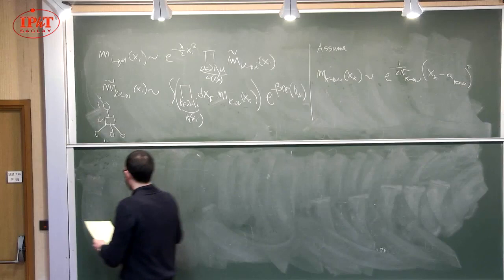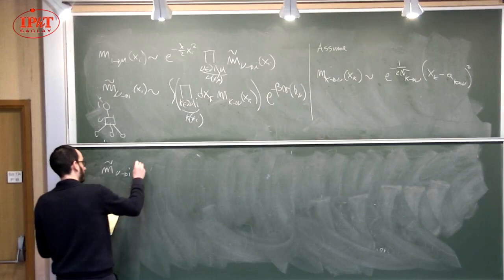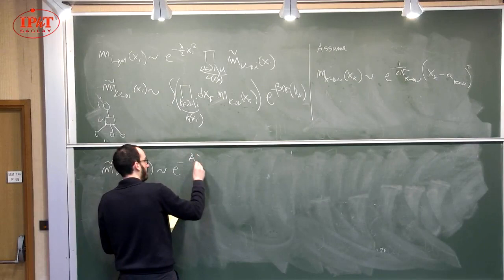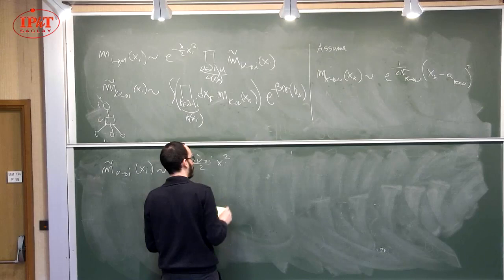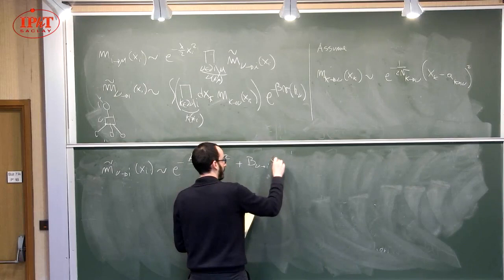So M tilde is e to the minus a mu to I over 2 x I squared plus b mu to I x I.